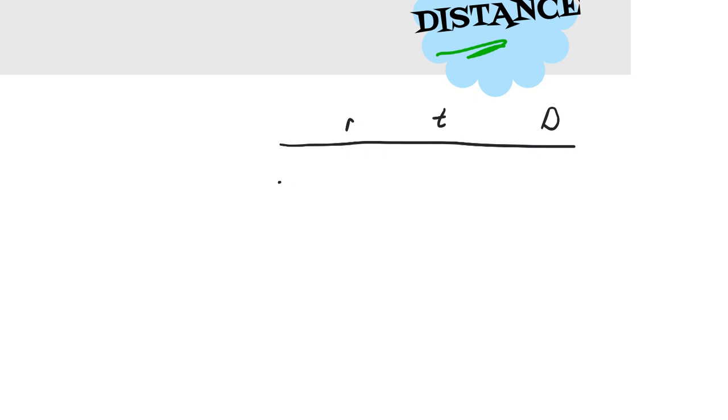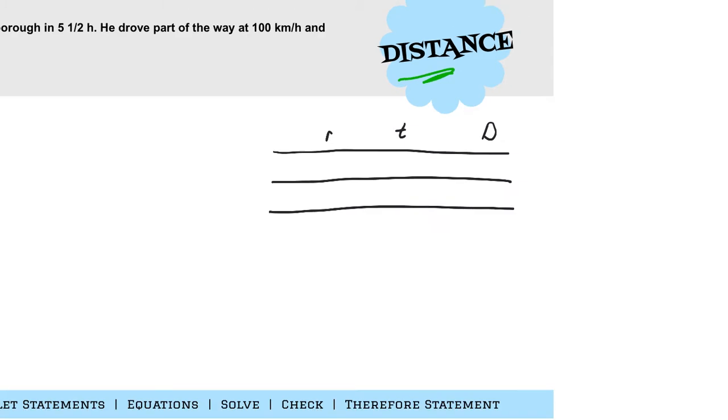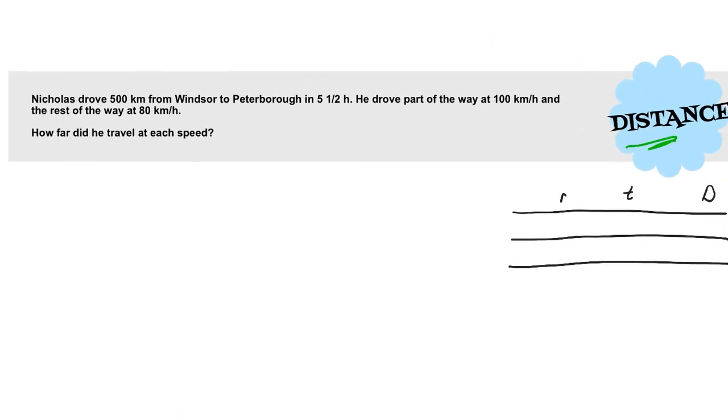I'm going to set up my grid because I know that I need 2 equations. And let's have a read. Nicholas drove 500 kilometers from Windsor to Peterborough in 5.5 hours. He drove part of the way at 100 kilometers per hour and the rest of the way at 80. How far did he travel at each speed?